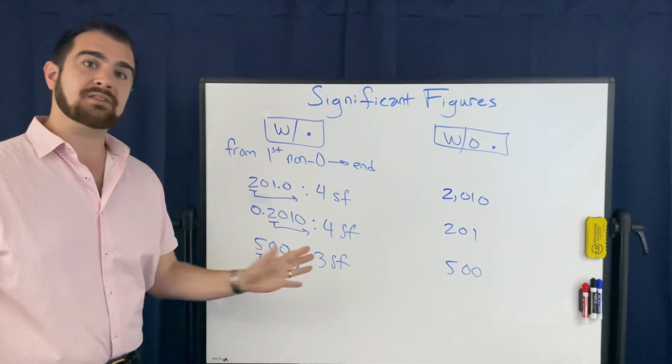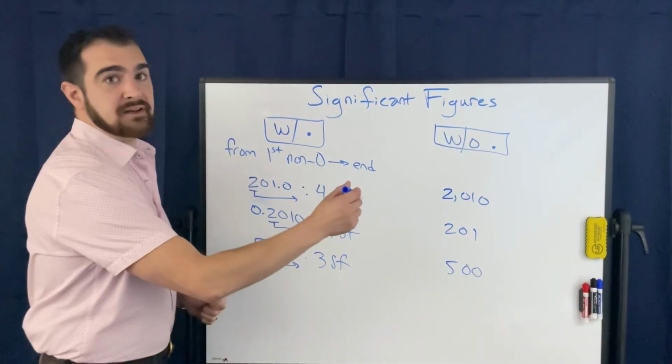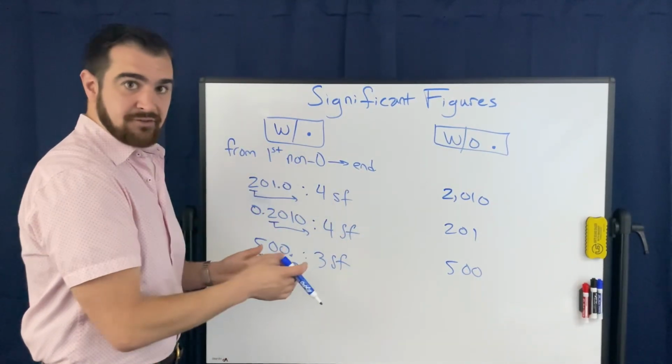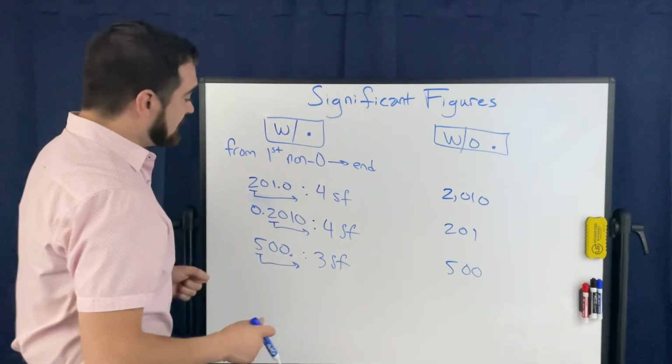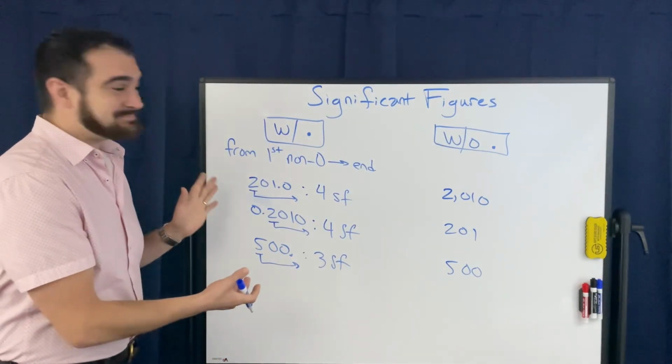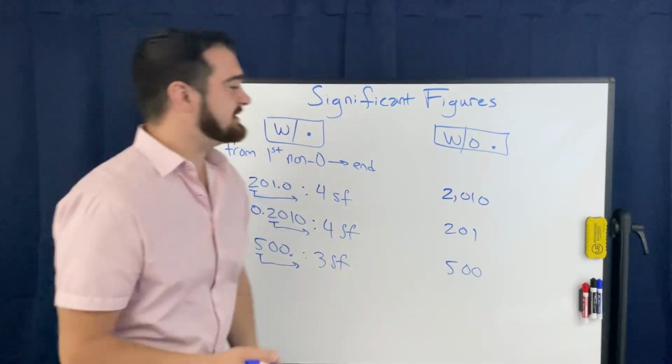So it doesn't matter how big the number is, find the first non-zero in it and go to the very end. That first non-zero and everything after it is significant, okay? So how easy is that? Now let's do numbers that do not have a decimal point.